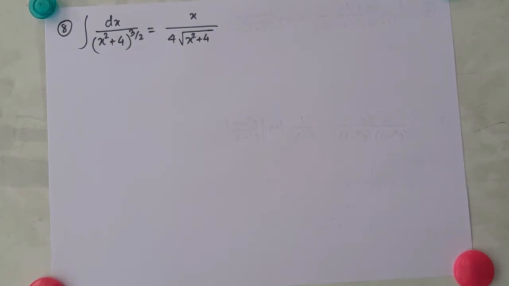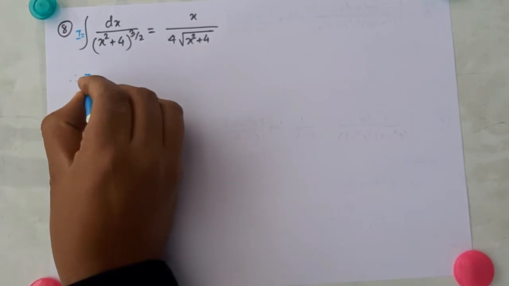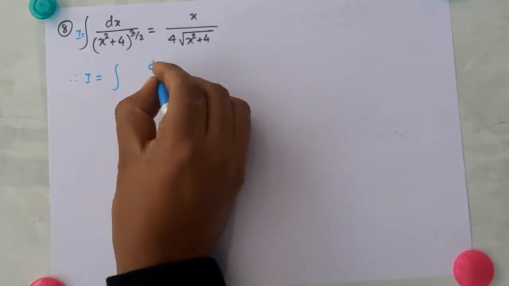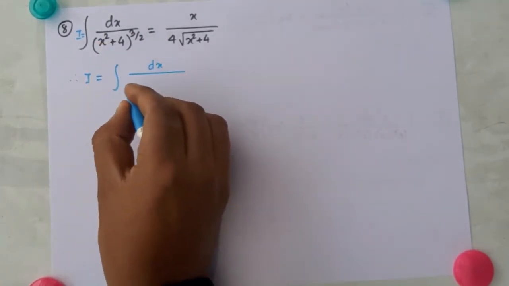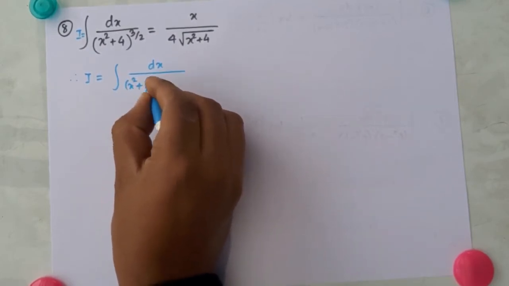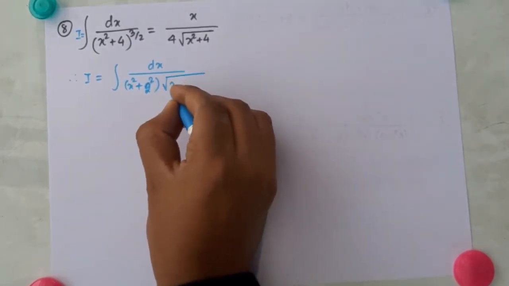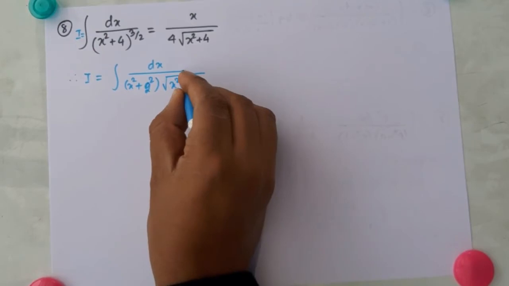Now from here onwards we will see the problems where you have to use trigonometric substitution. Let's first simplify this left hand side. If I call this integral I, this I can be written as integral dx by, see here carefully, x square plus 2 square, into square root of x square plus 2 square. Can I do that? Yes.